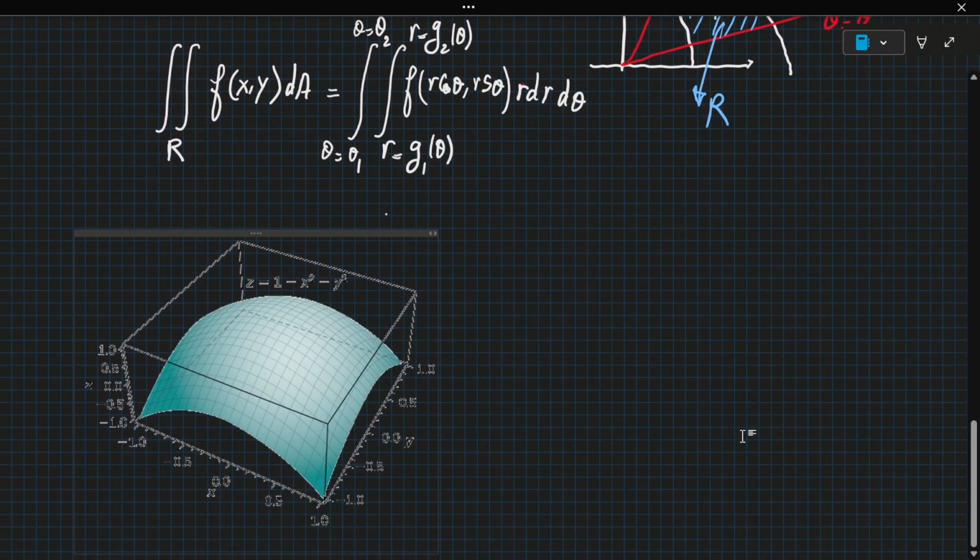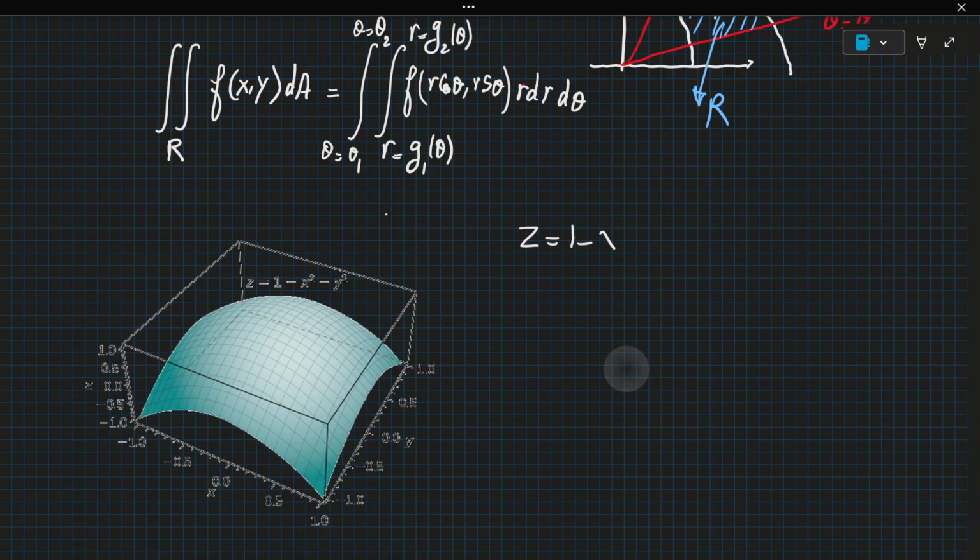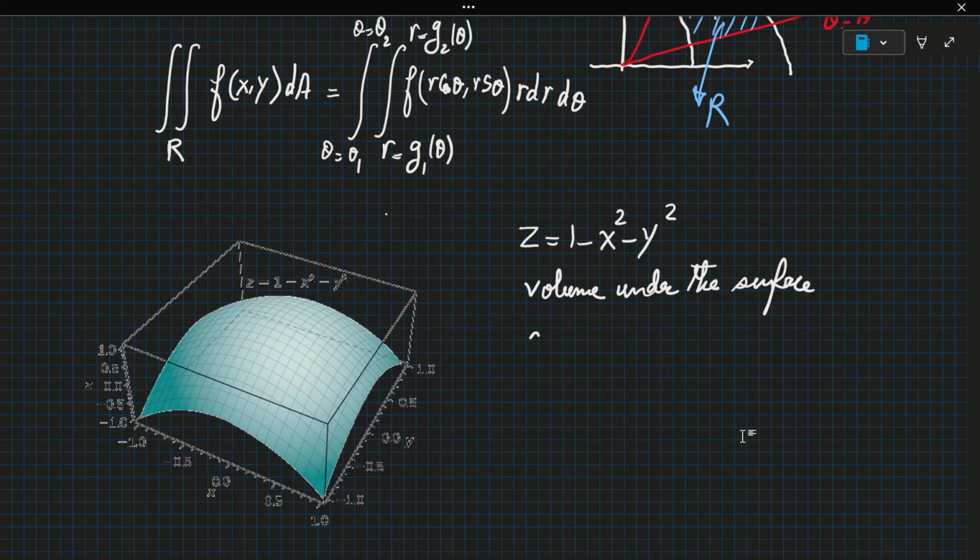So here I have a surface given by an easy formula, z is equal to 1 minus x squared minus y squared. So it is a paraboloid on top of the xy plane with the height of it at z equal to 1. I want to find the volume under the surface and above the unit circle.